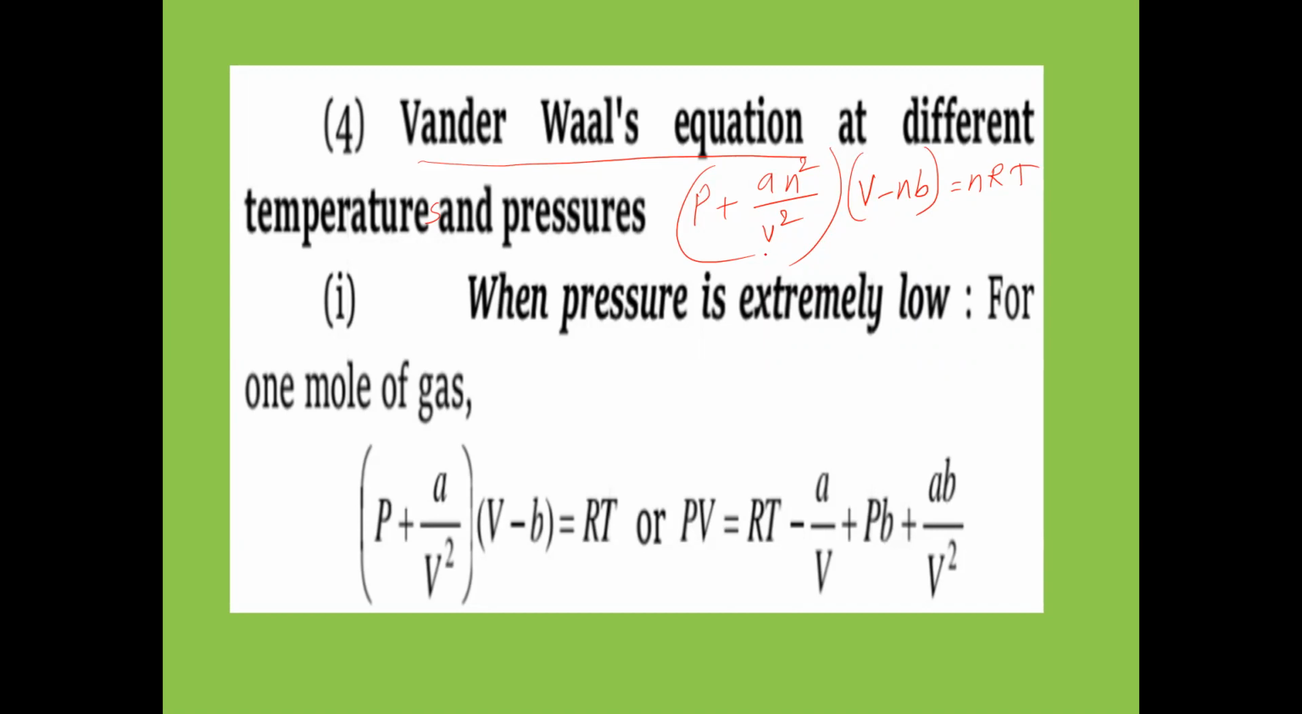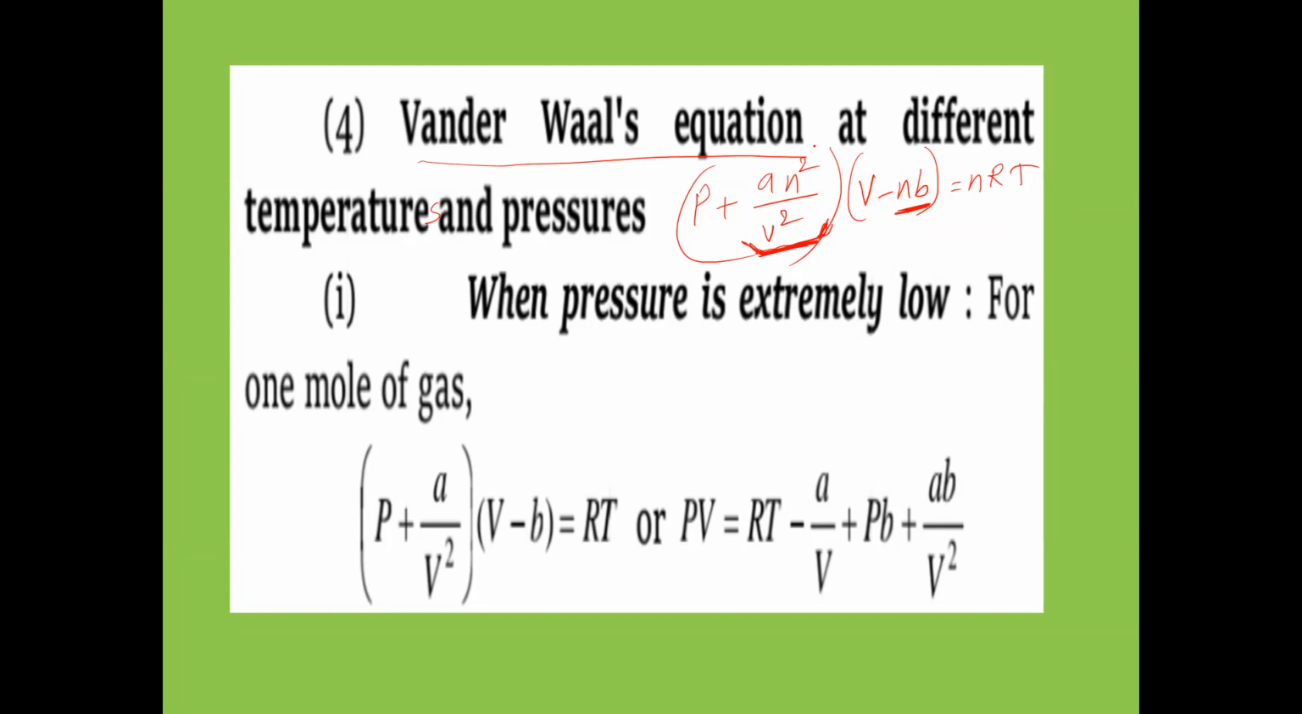So in this van der Waals equation, what is An square by V square? It is the pressure correction. And what is nB here? Volume correction. In some conditions, this volume correction can be neglected. Volume correction neglected means V minus nB, we write V only. V minus 0, that is V.